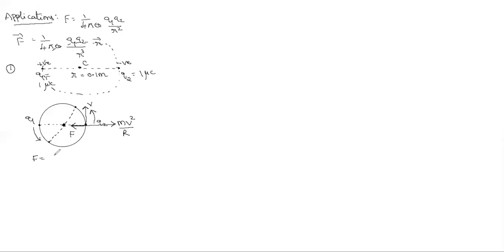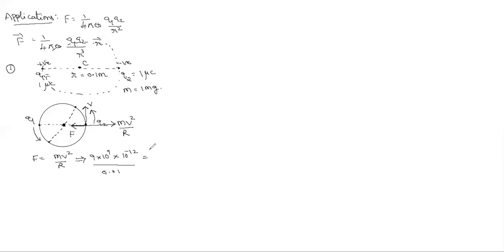It is equal to mv square by r. Here take the mass of each charge, m equals 1 milligram. Directly you can substitute all the values. Force means you know the formula 1 by 4 pi epsilon naught, that is 9 into 10 power 9, into q1 q2: 1 microcoulomb into 1 microcoulomb. Micro means 10 power minus 6, so 10 power minus 12, by r square. 0.1 whole square is 0.01, that is 10 power minus 2.